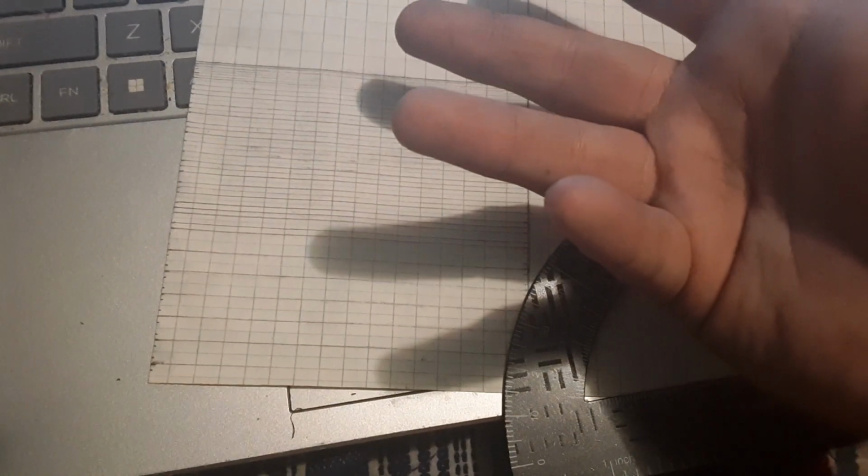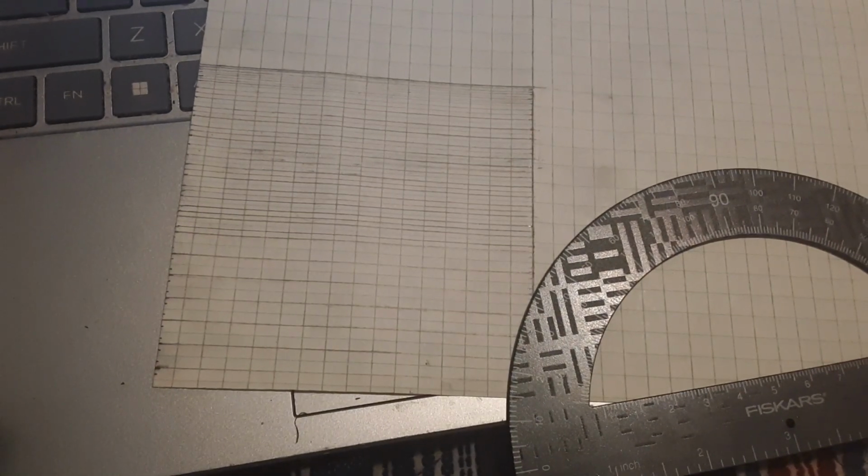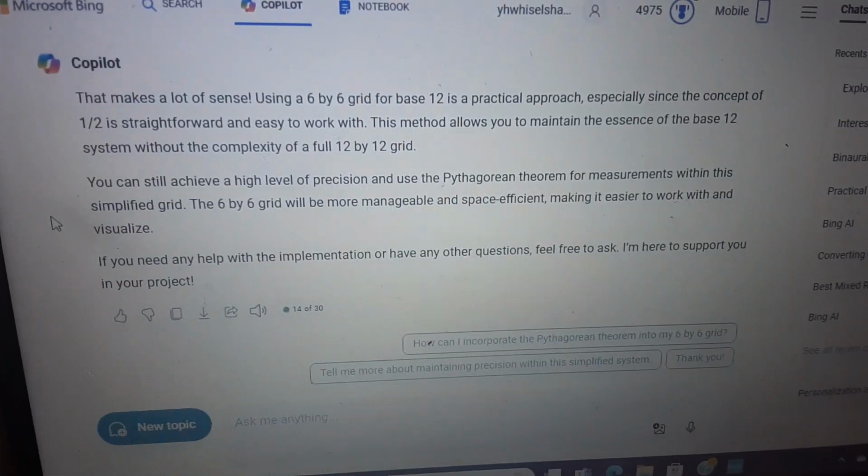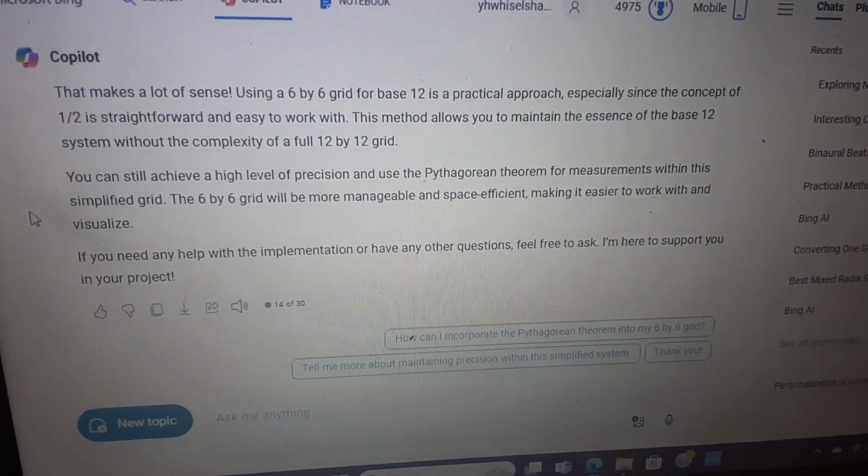Because if you think about it, something this precise, to some very small extent, you're kind of guessing in a way anyway. And this idea, AI agrees with it.